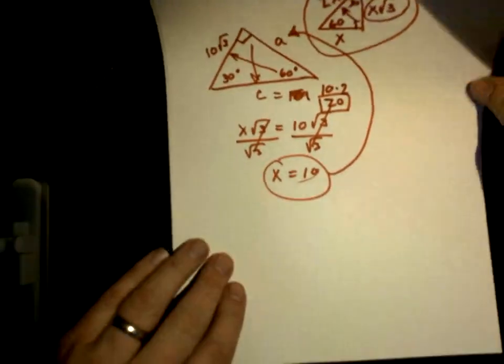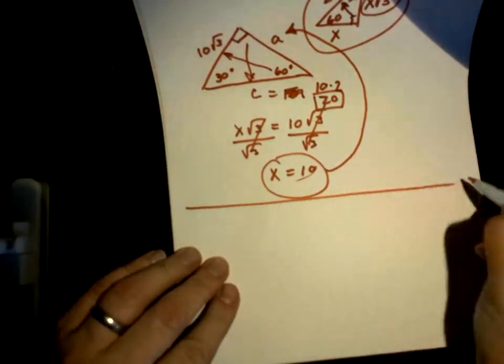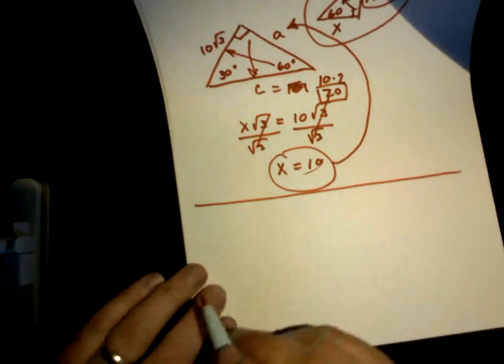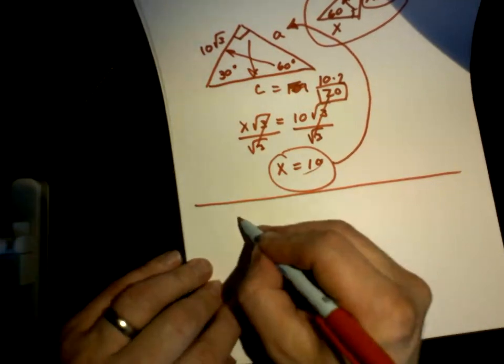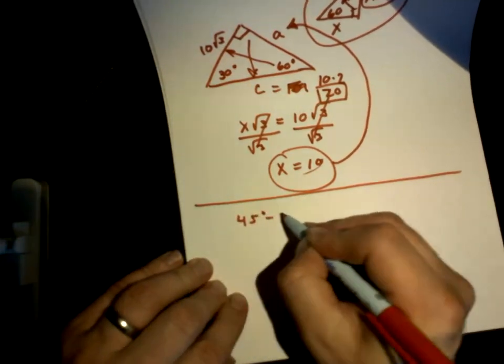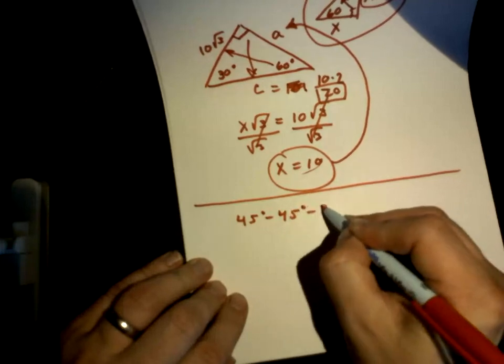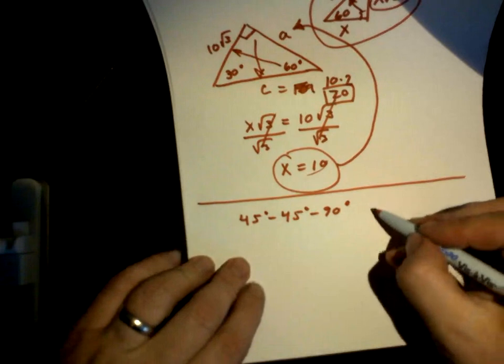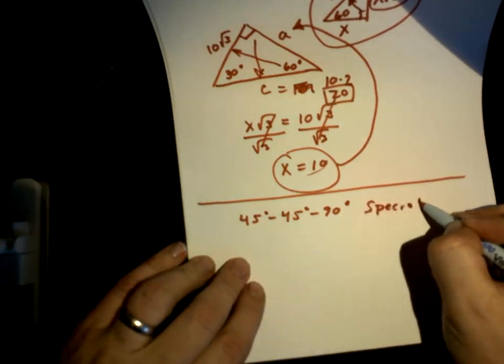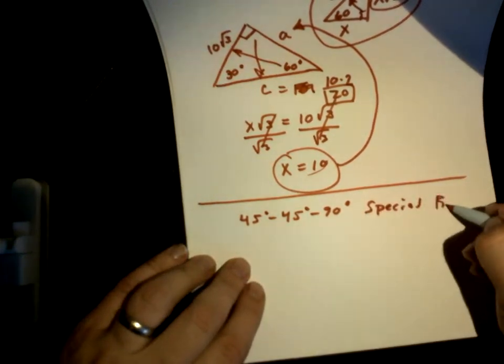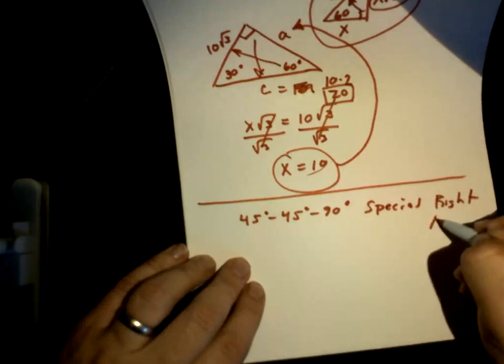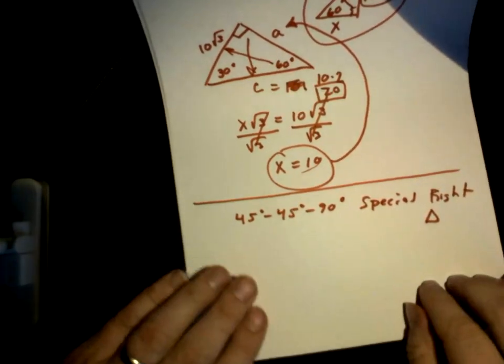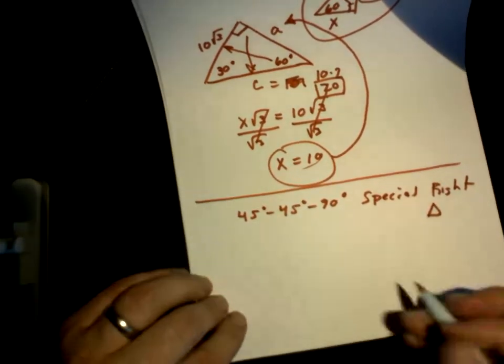Hope that made sense. Okay, let's try the easy one. The other special right triangle, which is a 45, 45, 90. That's another special right triangle. Special right. And then just use triangle for short. Okay, what does this look like?